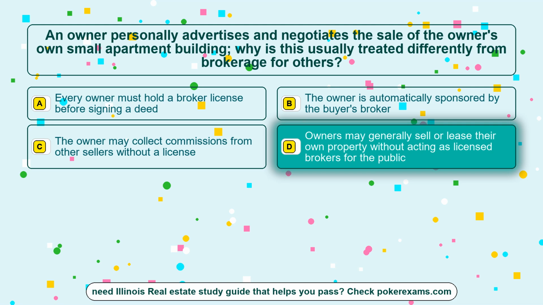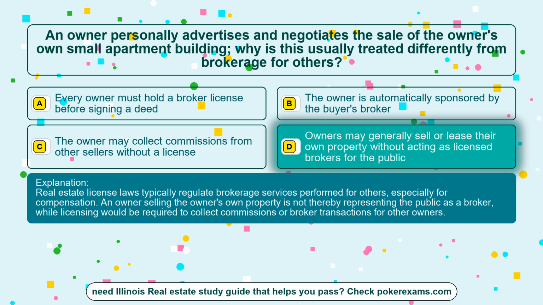The correct answer is option D. Owners may generally sell or lease their own property without acting as licensed brokers for the public. Real estate license laws typically regulate brokerage services performed for others, especially for compensation. An owner selling the owner's own property is not thereby representing the public as a broker, while licensing would be required to collect commissions or broker transactions for other owners.